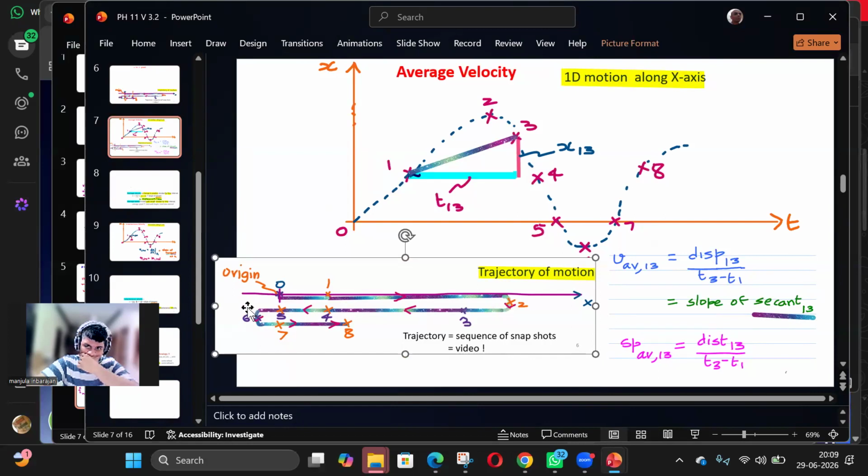So distance between t1 and t3 is from here to here, which will be more compared to the displacement between 1 and 3 in this particular example. So average speed will always be more than the average velocity because distance is always more than the displacement. Distance and displacement are equal only in the case where there is no turning back. Here there is turning back at point 2, so the distance will be more compared to displacement.